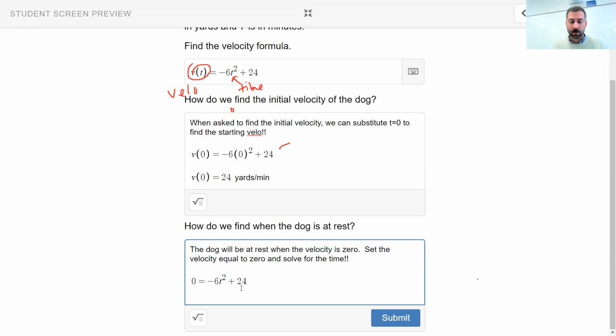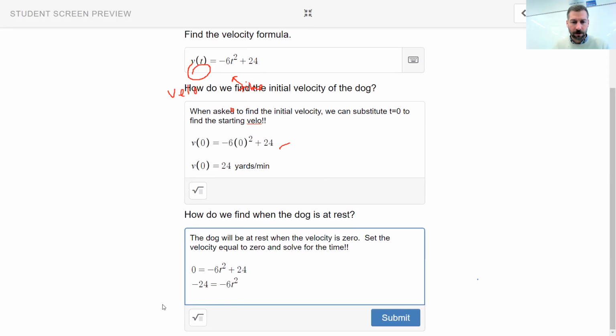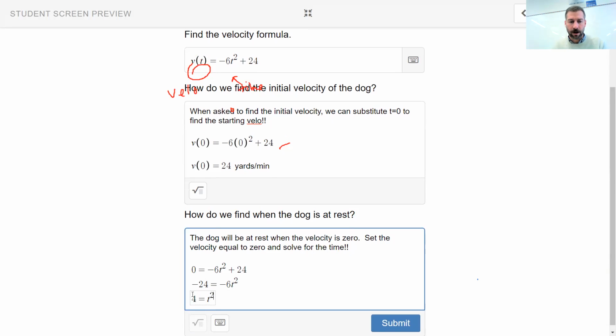So if I think about this, I would subtract 24 from both sides. So I get negative 24 on one side and negative 6t squared on the other. And then I would, let's see, what else would I do? I would divide by negative 6 next. So if I divide both of those by negative 6, I get 4 equals, the negative 6 is gone, so that's just t squared. And let's think about this. Come on, you can do this in your head. What squared would give us 4? Well, 2 or negative 2.